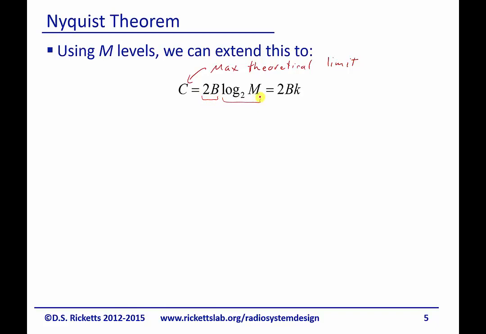And that makes sense, right? Because we get a bit for every power of 2 levels of M. And so we can just write that as 2Bk. And so in our previous example with a 1 kilohertz bandwidth, we could have 2 kilobits per second. However, if k was 2 or 3, we could increase that even more. So C is our capacity in bits per second.